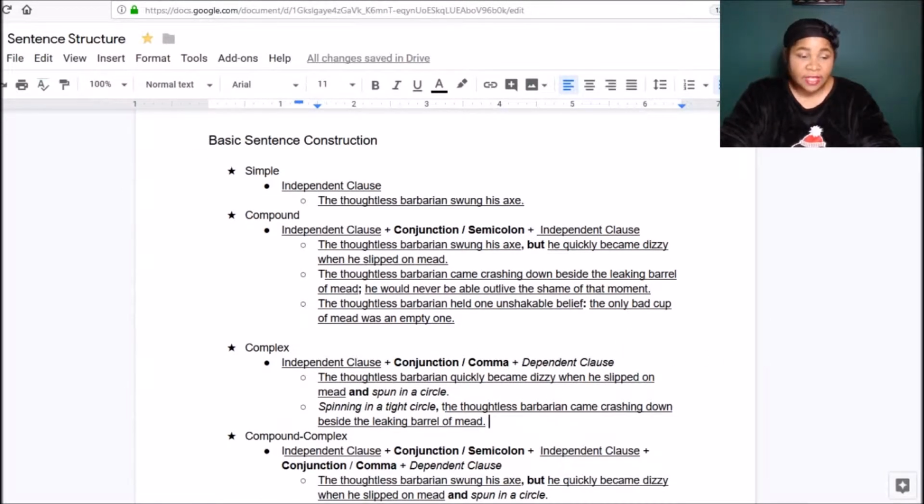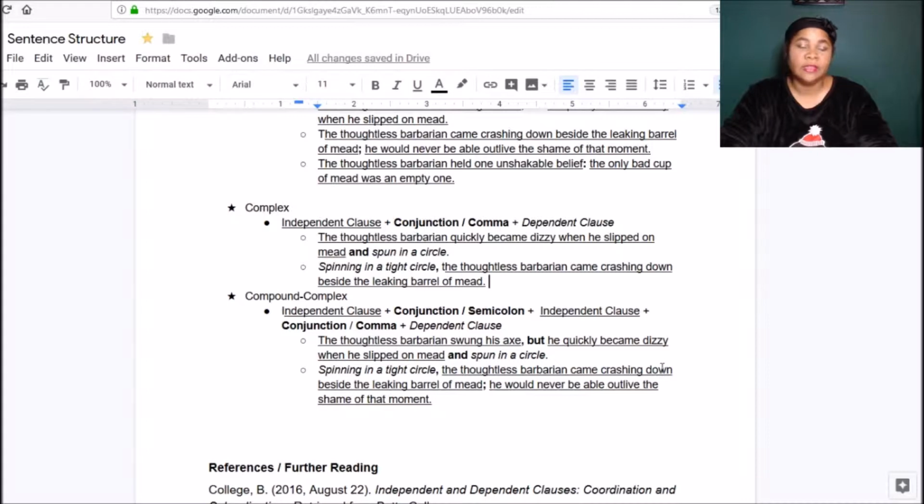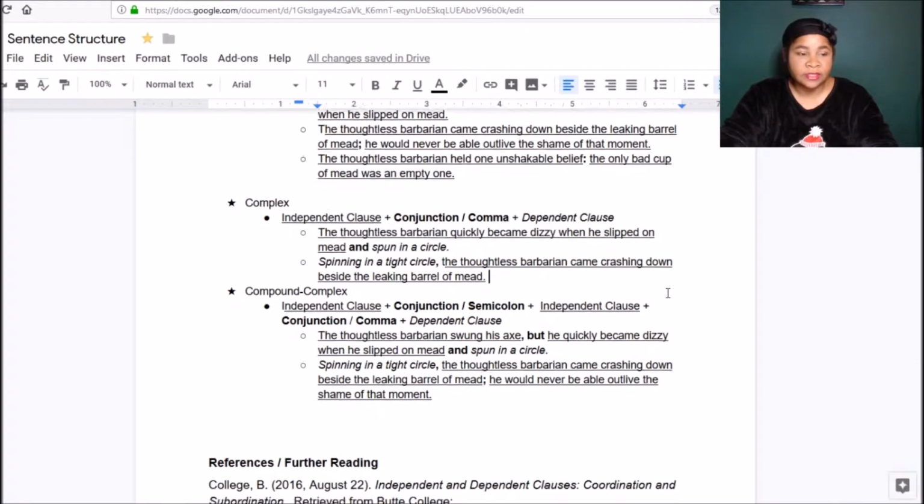Then we have the compound sentence. A compound sentence is two independent clauses joined together using a punctuation or a conjunction and a punctuation. A complex sentence is an independent clause joined with a dependent clause. Read this example. Spinning in a tight circle, the thoughtless barbarian came crashing down beside the leaking barrel of meat. So again, we have that dependent clause, which makes no sense by itself. But once you pair it with an independent clause, it gives it some context.